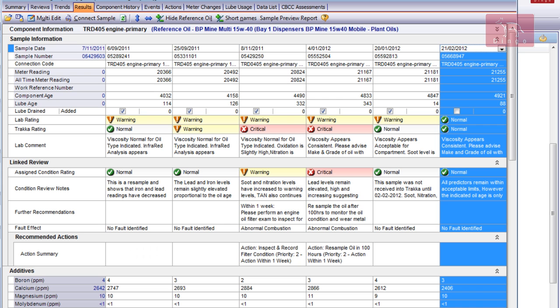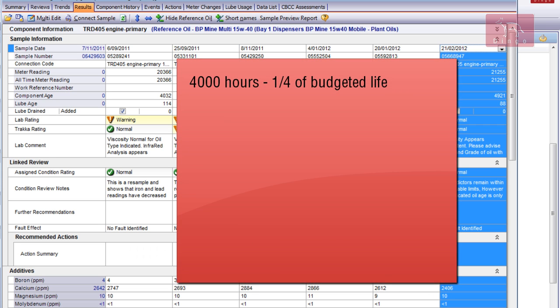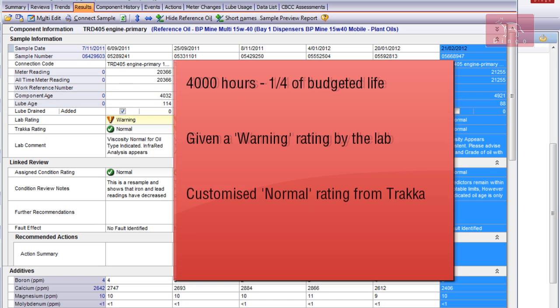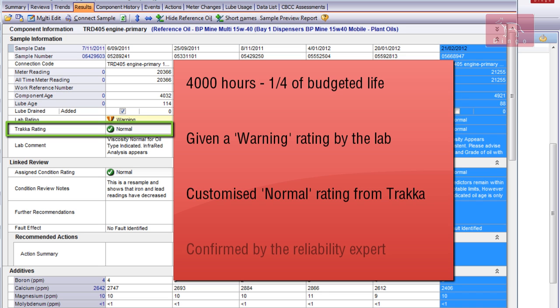A mining dozer has an engine with only 4,000 hours of operation, a quarter of its budgeted lifespan. An oil sample is submitted to the lab for testing. The lab issues the sample a warning status, and the results are uploaded to Trakka. A customized rating system in Trakka, which is adjusted for each specific machine and site, determines that this sample has properties within normal limits. This is supported by the reliability expert.